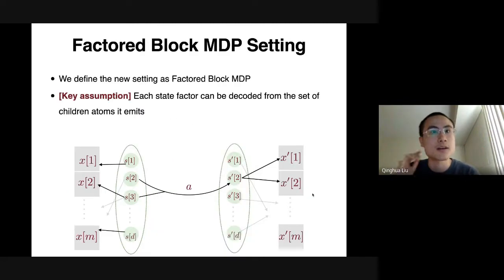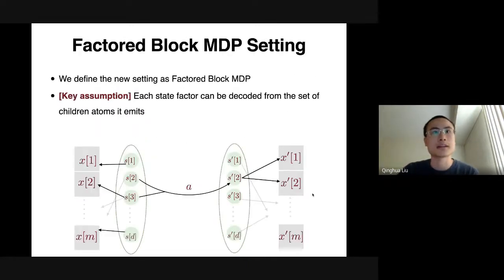So as we mentioned before, this assumption essentially guarantees each factor can be decoded from its children items. We don't need to look at other items as long as we know which children items lie in it, basically. And we call this new setting factored block MDP.